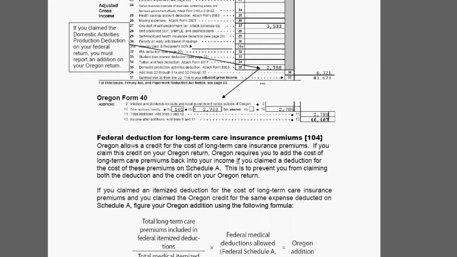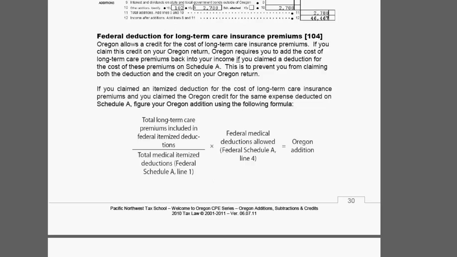Federal deduction for long-term care insurance premiums. Oregon allows a credit for the cost of long-term care insurance premiums. If you claim this credit on your Oregon return, Oregon requires you to add the cost of the long-term care insurance premiums back to your income if you claim a deduction for the cost of these premiums on Schedule A. This is to prevent you from claiming both the deduction and the credit on your Oregon return.